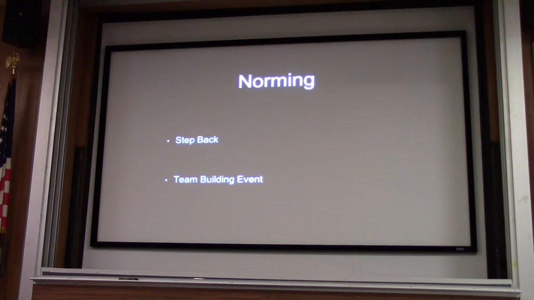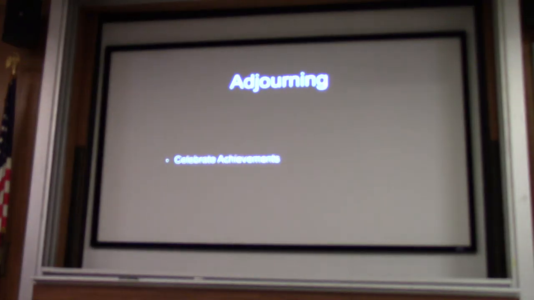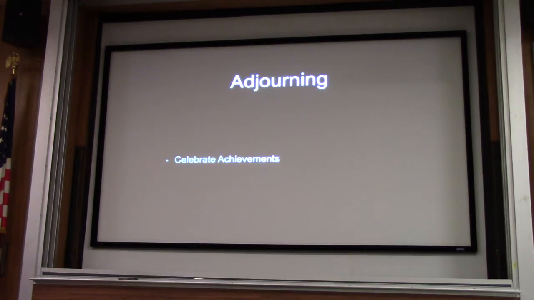Coaching, and then you can do some psychometric indicators. They do a lot of this stuff, I think, in the business world. Helping people understand what their personality is, what their conflict resolution style is, and that can maybe help people move past it. Norming, so this is hopefully when you can step back. Maybe you can throw in a team building event to help people further get along at this stage.